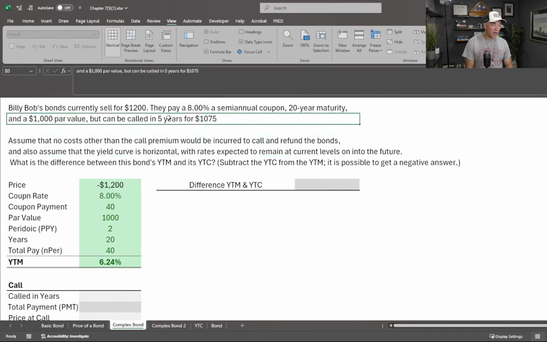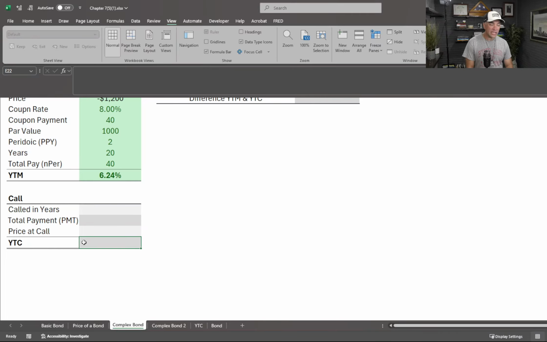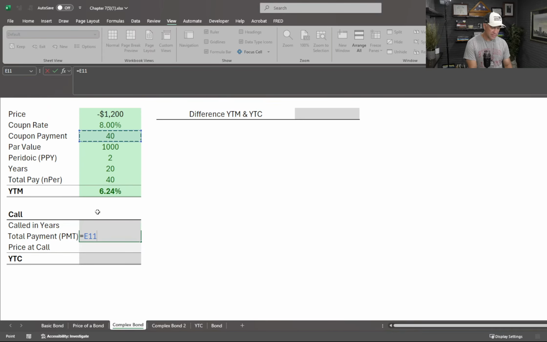Next, if the company calls it within 5 years and they pay us 1,075, what was our yield to call? How much did we make for those 5 years per year? So let's plug some numbers in. They can call it within 5 years. Now we want to know, what is our PMT? That's the 40. You know what? I think I made a mistake.